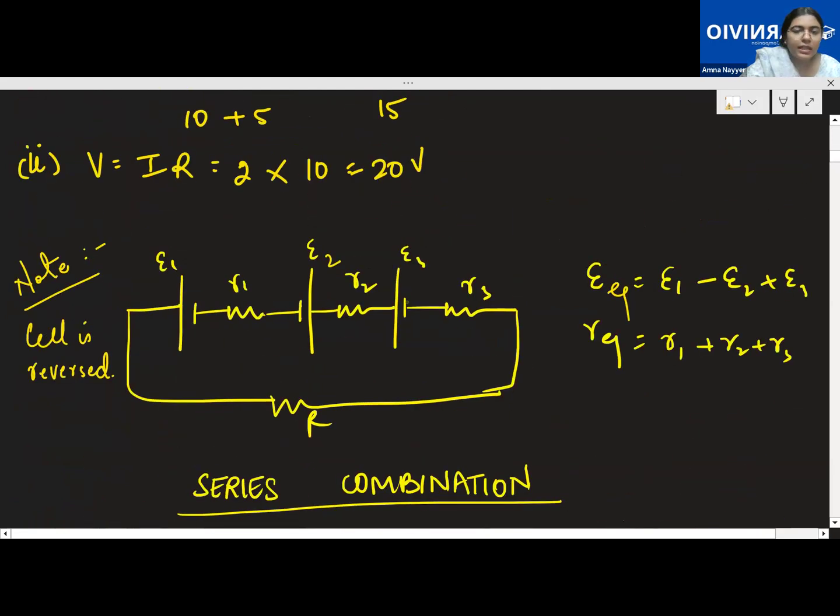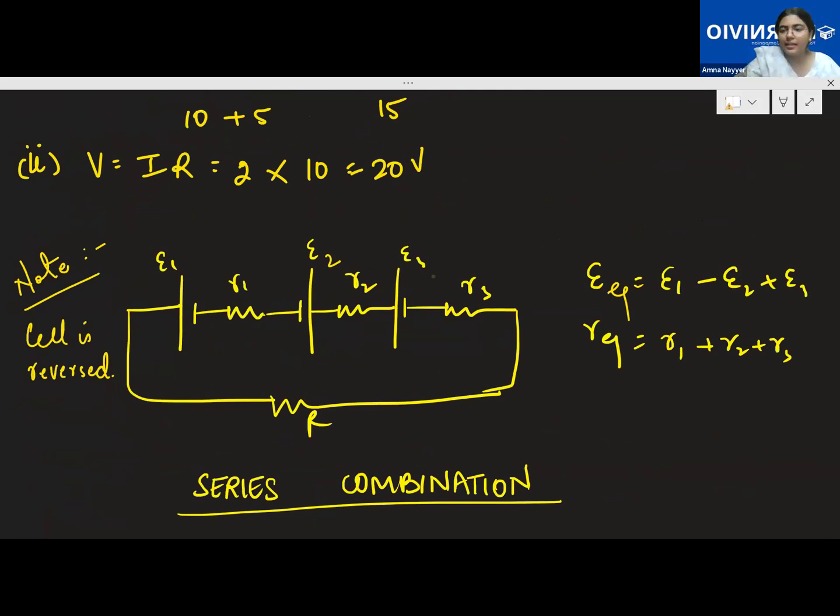Yes, sir. Okay, one more thing. If the cells are reversed, then in E equivalent, whichever is the reversed one, just put a negative sign. Means you don't add it. E1 plus E2 plus E3, you are adding all of it, but whichever cell is reversed, just put a negative sign, so it is properly subtracted in case of EMF only. Resistance can never be subtracted. Resistances are never negative also. So resistance will be the same, but just be careful with it.